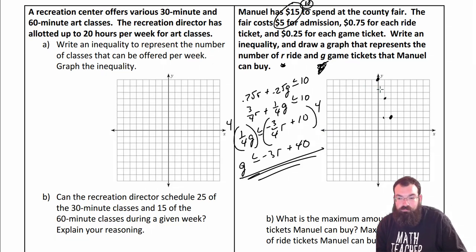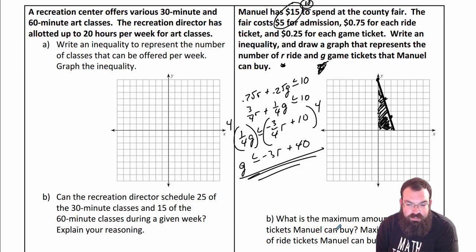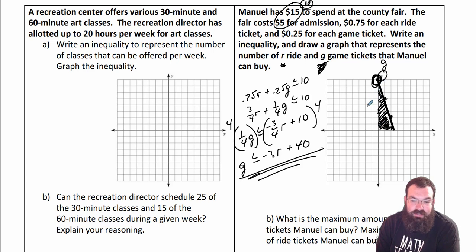Oops. There we go. And theoretically, you could have just stopped right there because it's only in the first quadrant. It's less than, so it's anything here. All right, anything there. Now the question says, what is the maximum amount of game tickets Manuel can buy? Well, game tickets are G, and that's my Y, so that's up here. So he can buy 40 of them because that's the highest on that axis. So he can buy 40 game tickets and 0 ride tickets, okay, and that's the maximum.